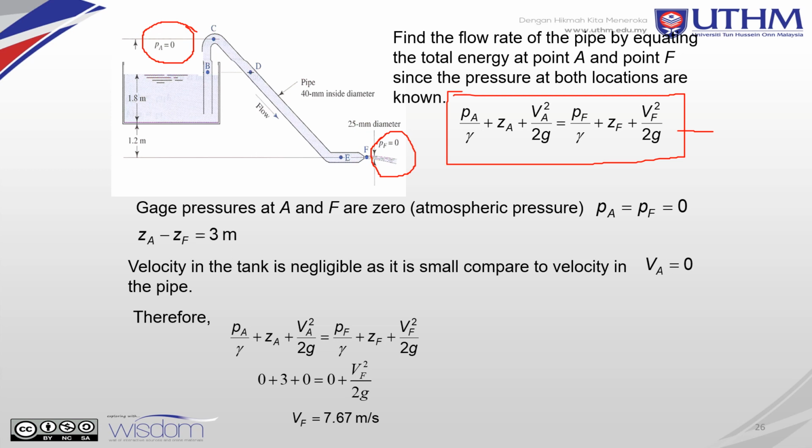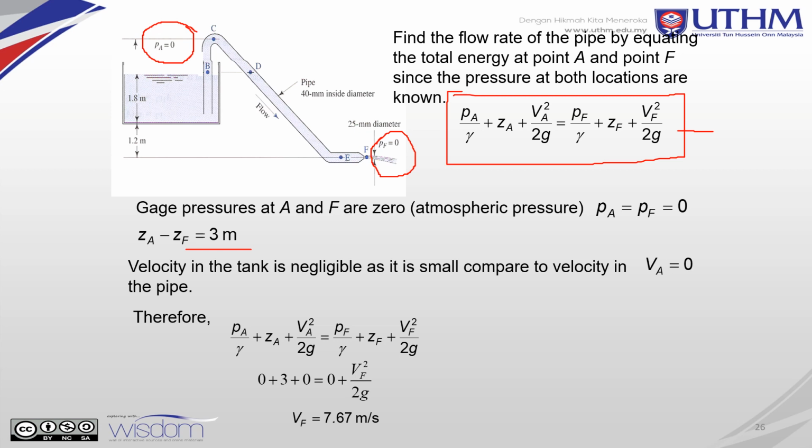Okay, so the elevation head from ZA to ZF here is 1.8 plus 1.2, so you get 3 meters. The velocity in the tank is negligible as it is small compared to the velocity VF, so VA is 0.